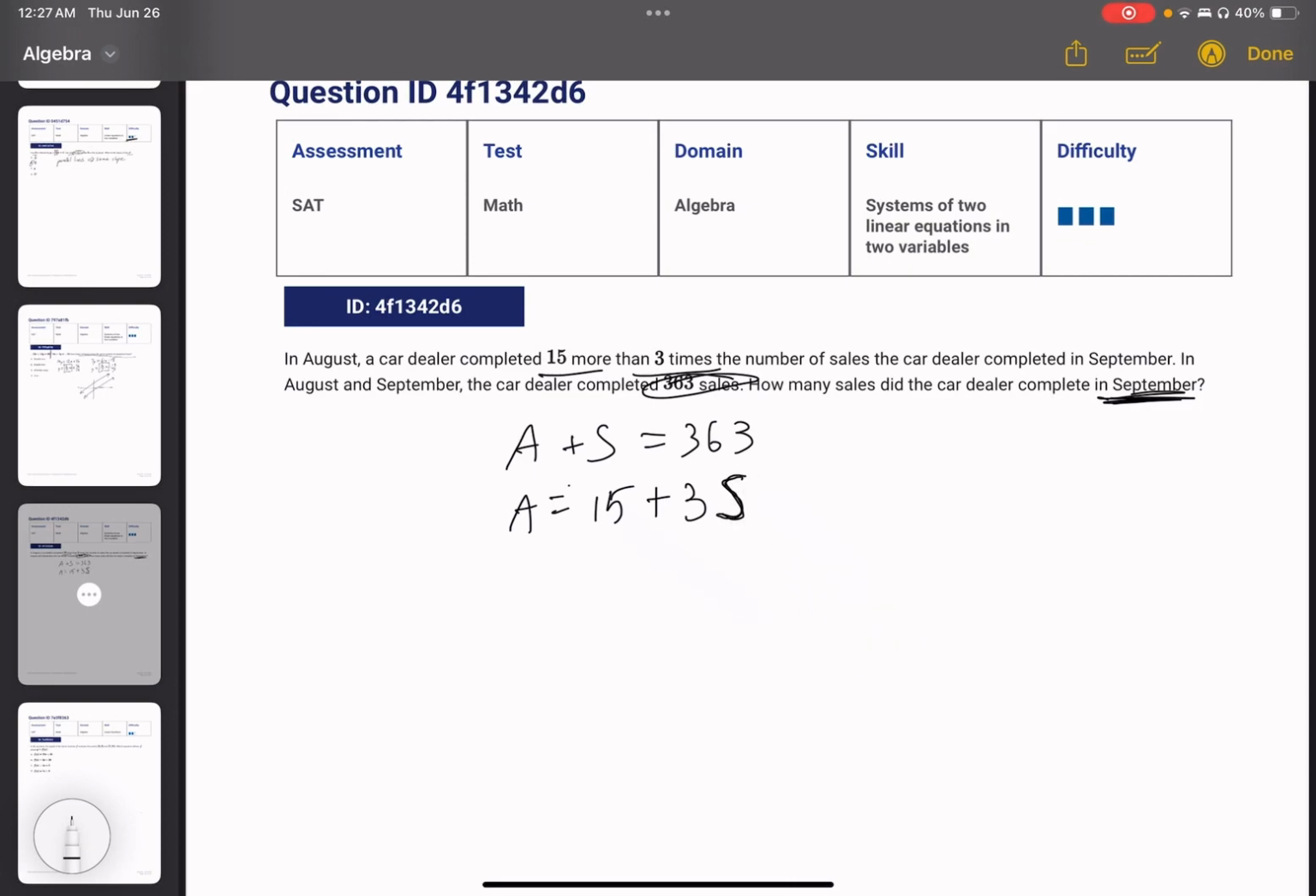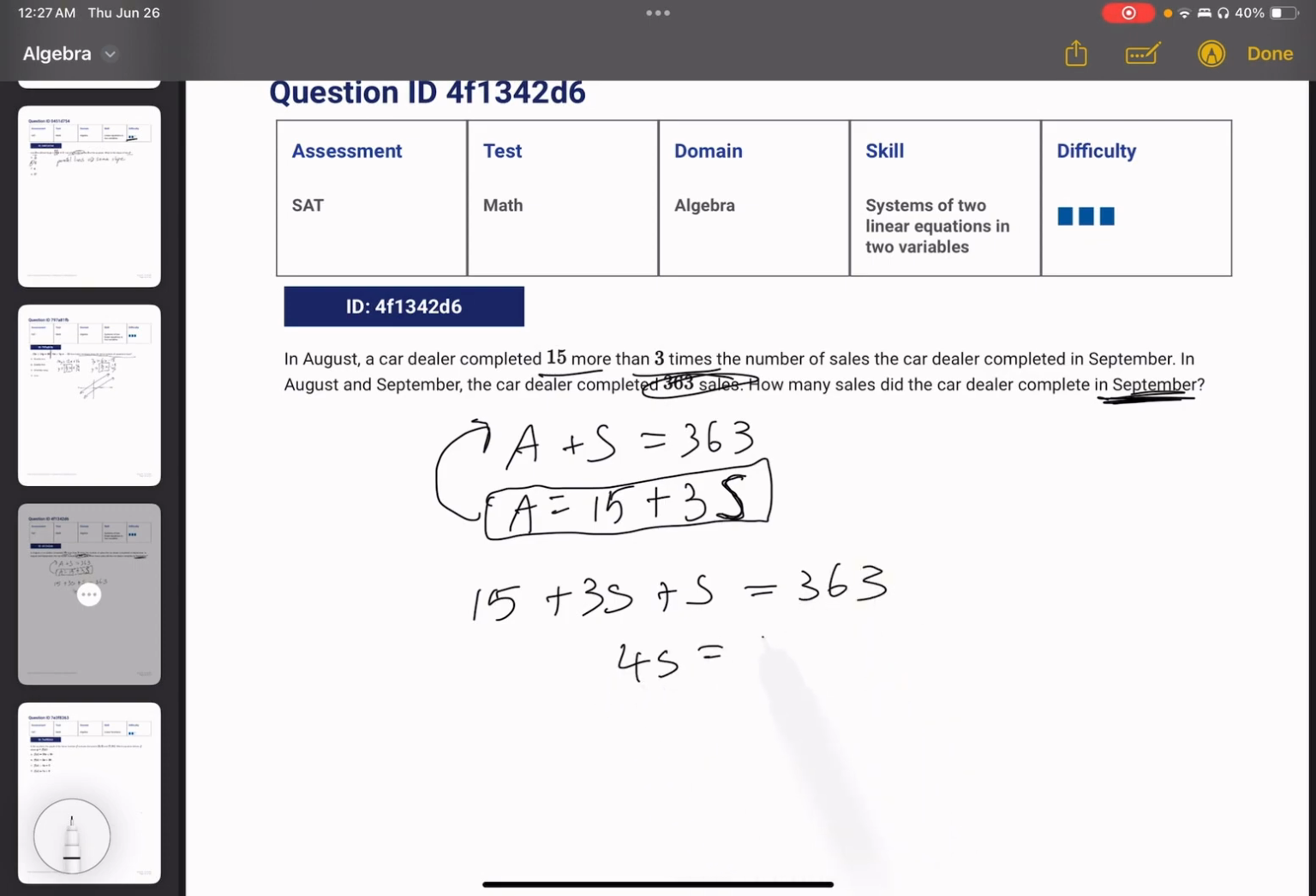So we want to get rid of A, so we can put this equation into our A, and we get 15 plus 3s plus s equals 363, and we get 4s equals 348, so s equals 348 divided by 4, which is 87. So that's how many deals they completed in September.